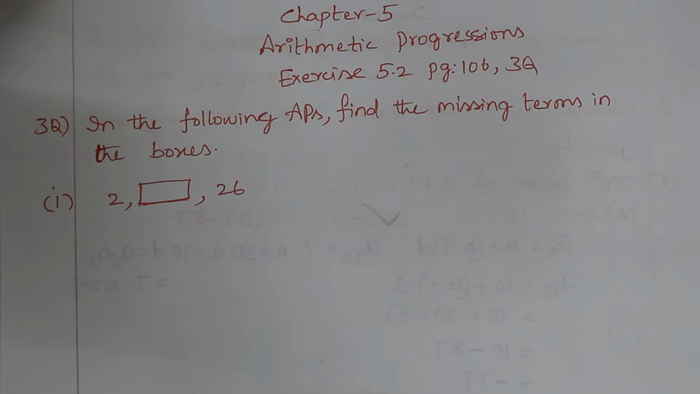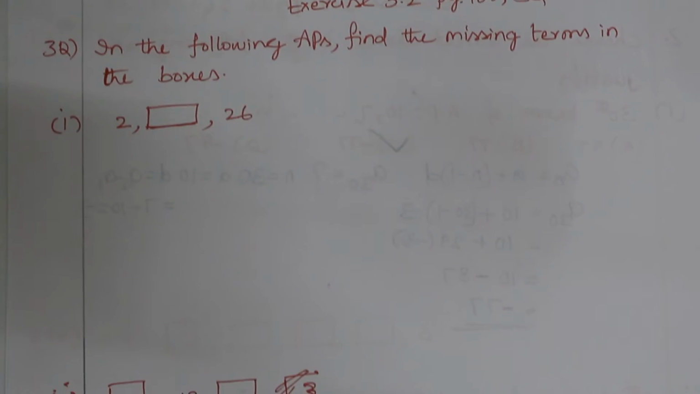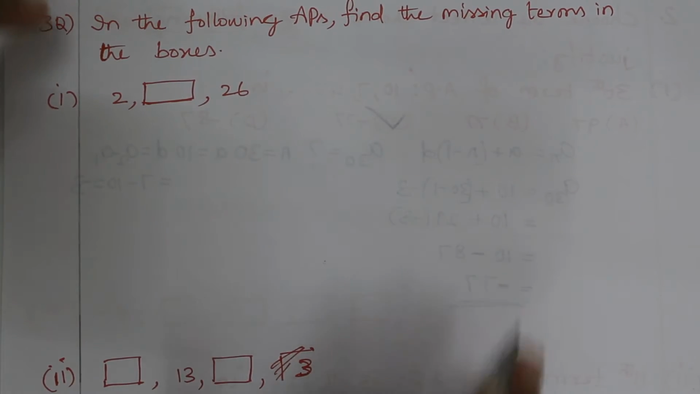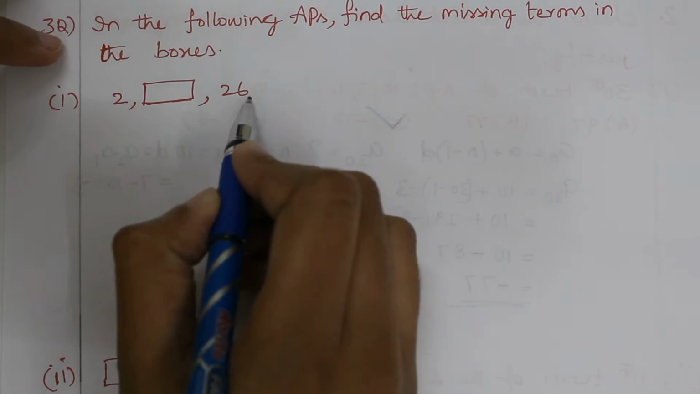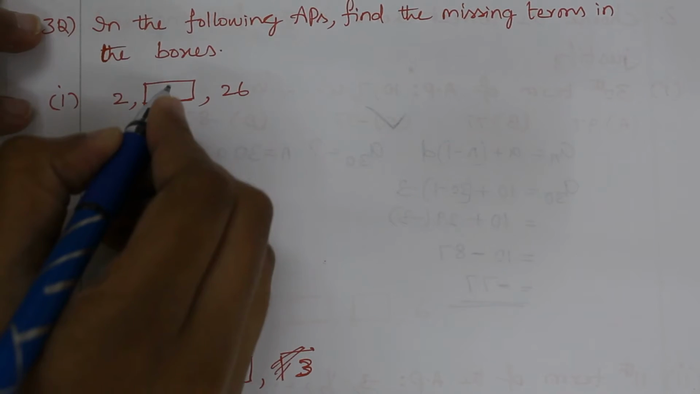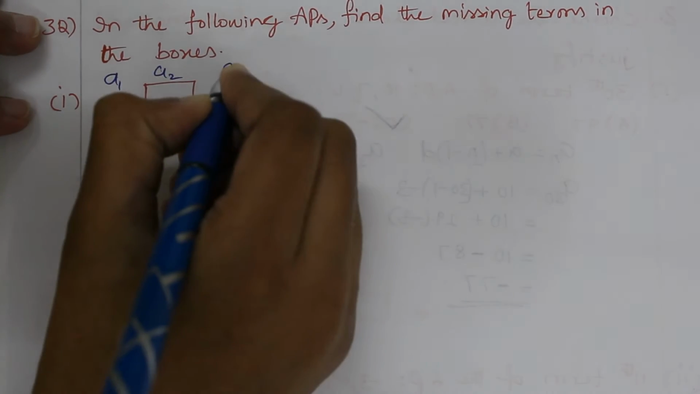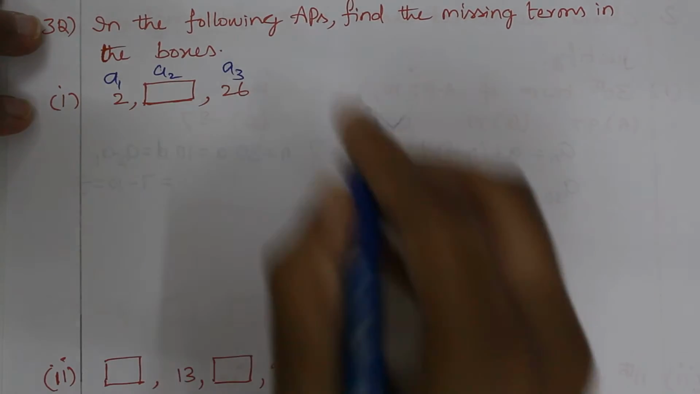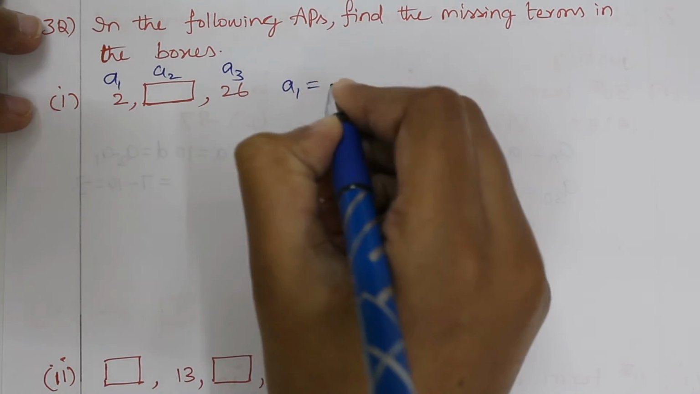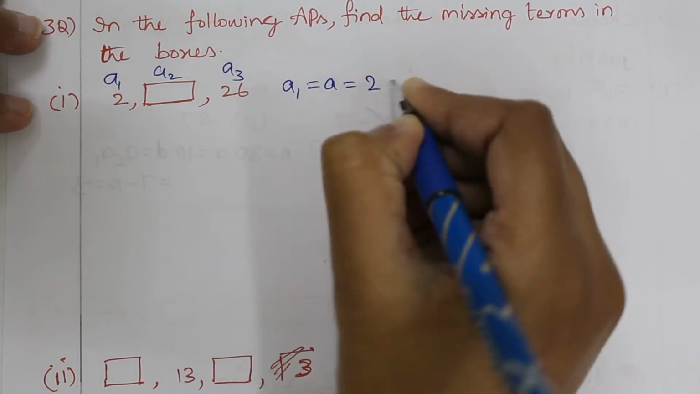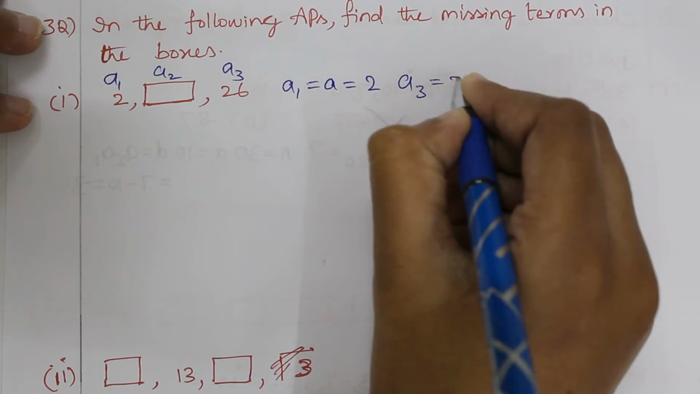So let's look at the first series. This is an arithmetic progression: 2, box, 26. So we have to find out the second term. Let us assume this to be A1, this is A2 and this is A3. So we know A1 is equal to A, which is 2, and A3 is equal to 26.